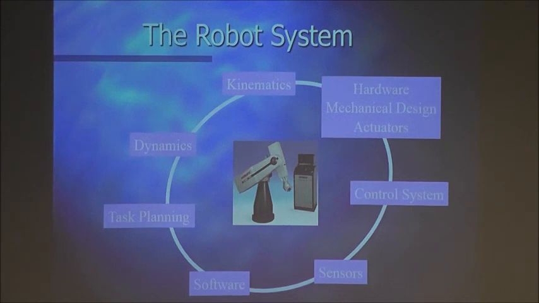Kinematics and inverse kinematics, as you will see, are part of the foundation of programming the robot to do things repeatedly, time after time after time. So robots are good and bad.